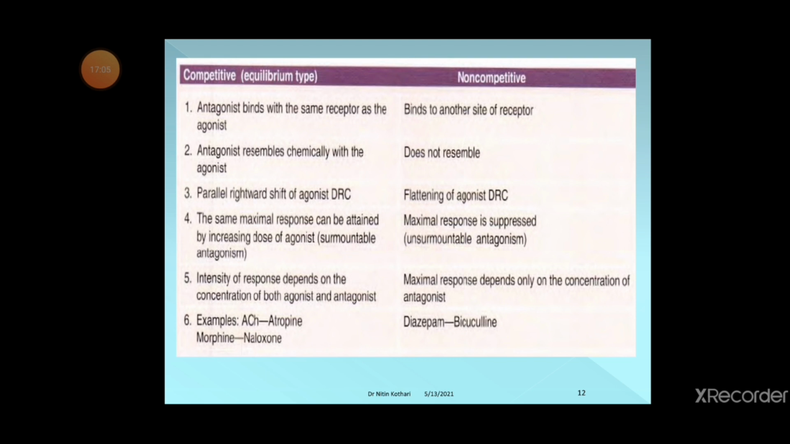So the intensity of response depends upon the concentration of both agonist and antagonist. If the concentration of agonist is more, the agonist effect will be produced. If the concentration of antagonist is more, the effect of antagonist will be seen. While the maximal response depends only on the concentration of agonist. A typical example of non-competitive antagonism is diazepam and bicuculline.